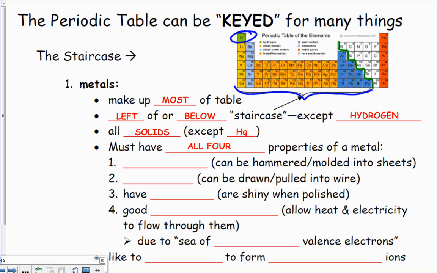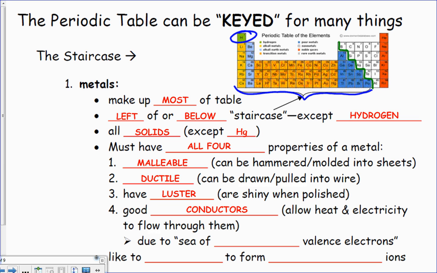Must have all 4 properties of a metal. Here they are. These are the vocabulary terms that you're going to need to know, and some of them are not easy. Malleable, ductile, luster, and conductors. I will go over them now as you write them. Malleable means I can hammer it flat. So think of a copper BB. If I hit it with a hammer, it's going to turn into a copper pancake.